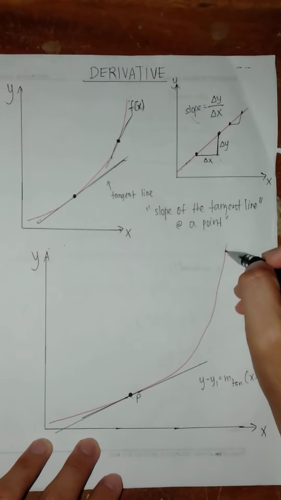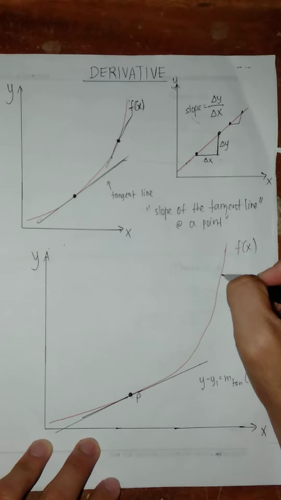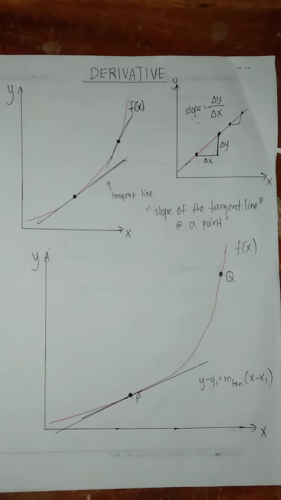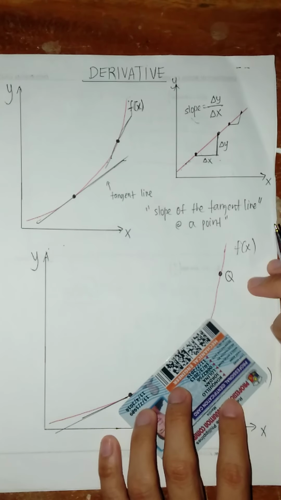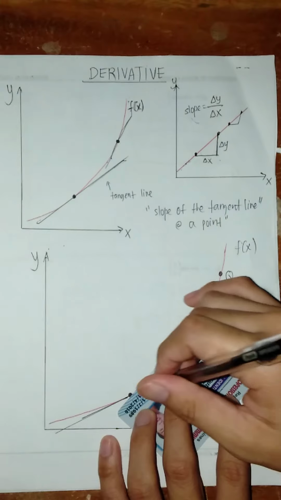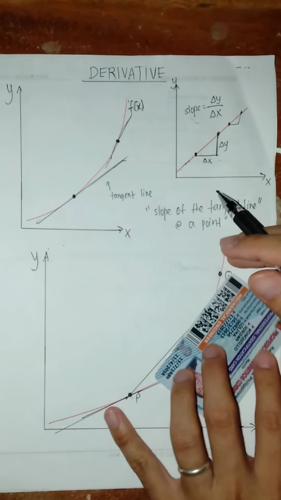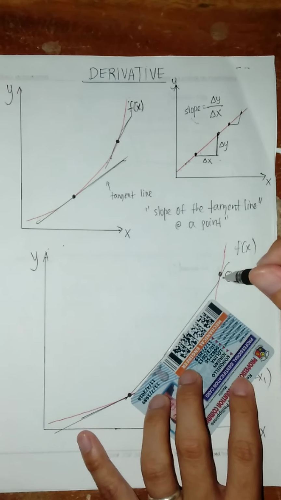Let's say, pipili ako ng point along this curve, which is function of x. Pili ako dito, somewhere here. Let's say ito, this is point Q. So, gagawin ko, i-connect ko siya. I'll connect these 2 points, point P and point Q. Anyway, adjust nyo na lang yan.